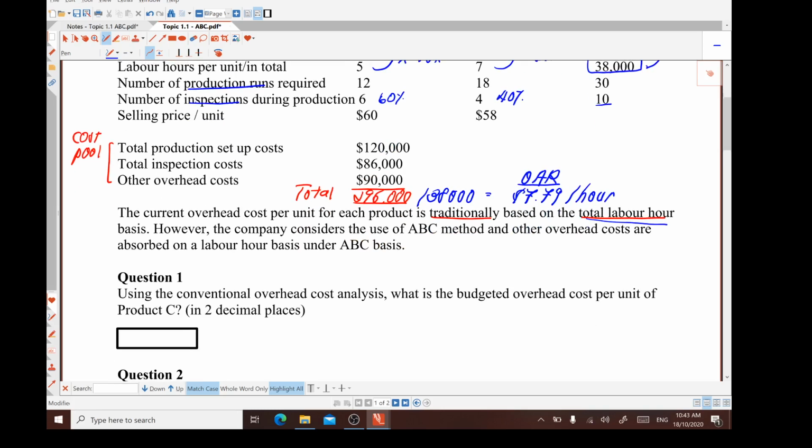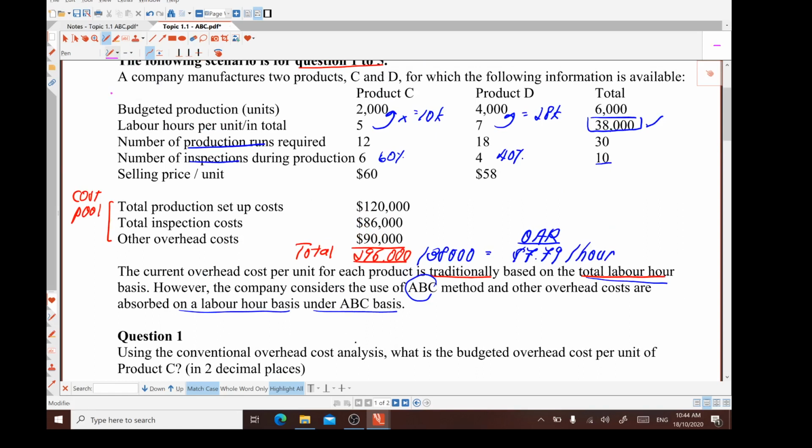And moving on, however, the company considers the use of ABC method and other overhead costs are absorbed on a labor hour basis if it's under ABC use. Okay, so do you know what they're trying to tell you? For example, these are all our cost pool. So if you see production setup cost, you can use number of setup, or you can apply the number of production runs. That's a cost driver. Can you see that? This is a cost driver. So it depends on how many runs right there in order for you to derive at your answer.